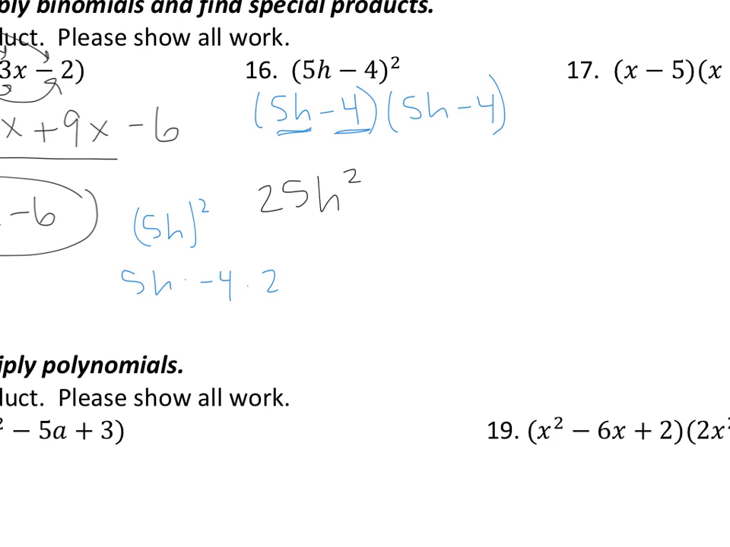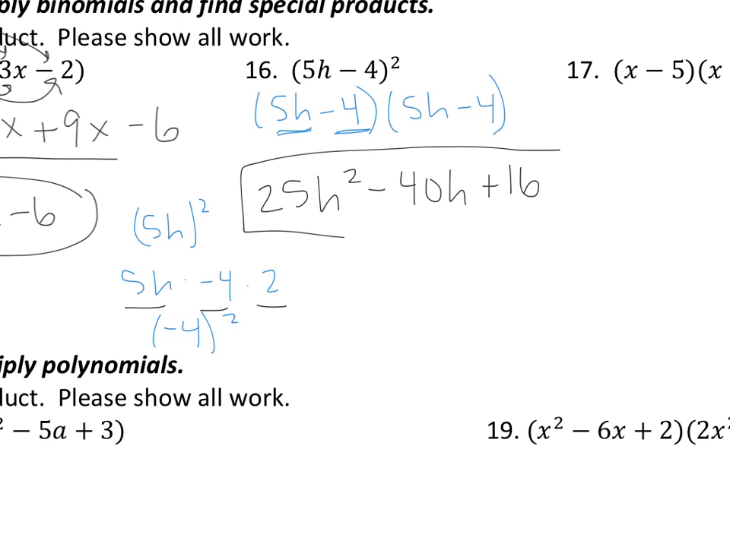25h squared, and then 5h times negative 4 is negative 20h, times 2 is negative 40h, and then last but not least, to get my last term, I would square negative 4, which is my last term, to give me positive 16. And I could double check that using FOIL or the box method, but I know I'm right, so I'm going to move on.